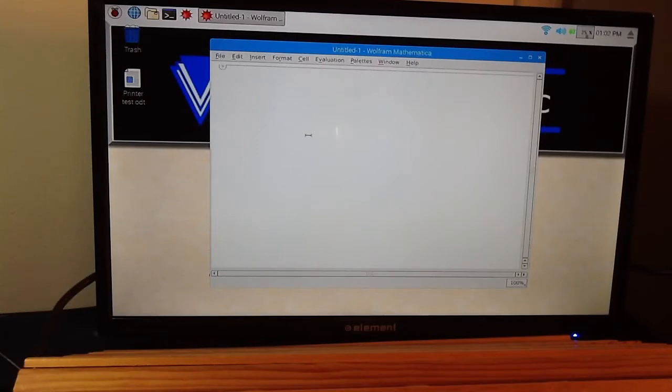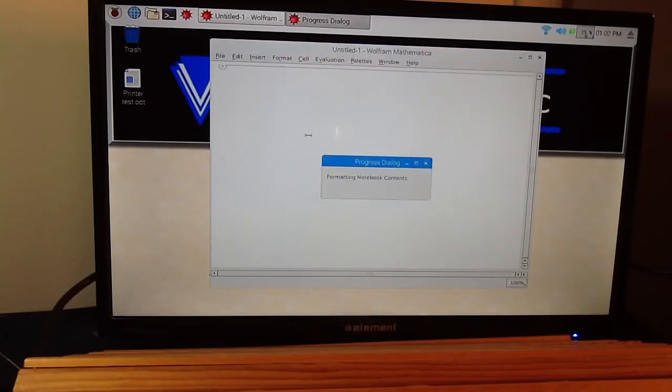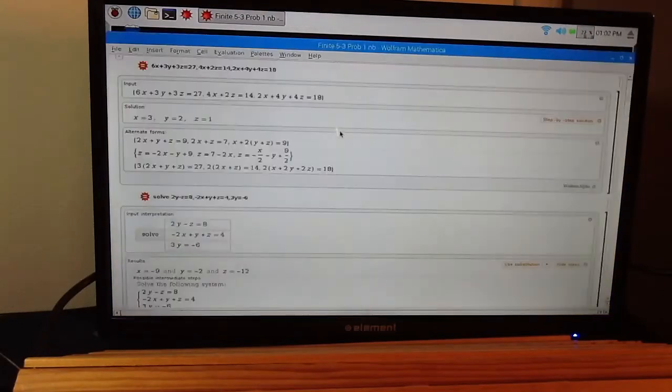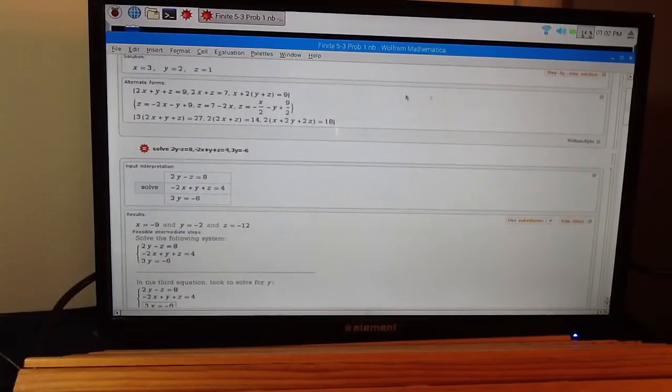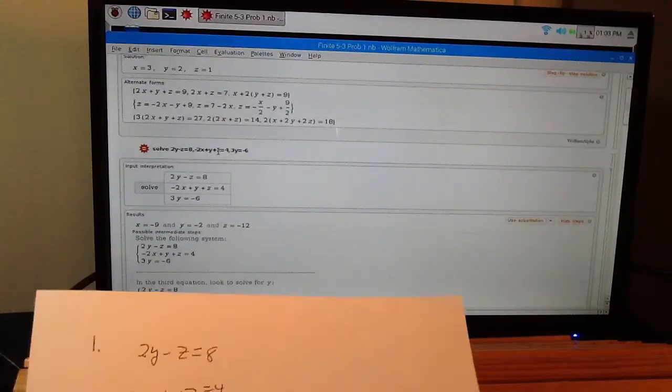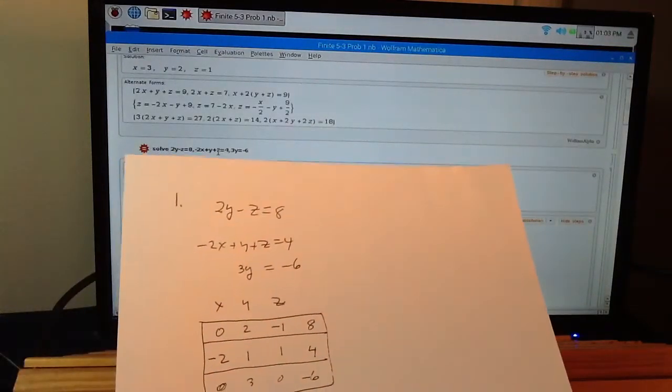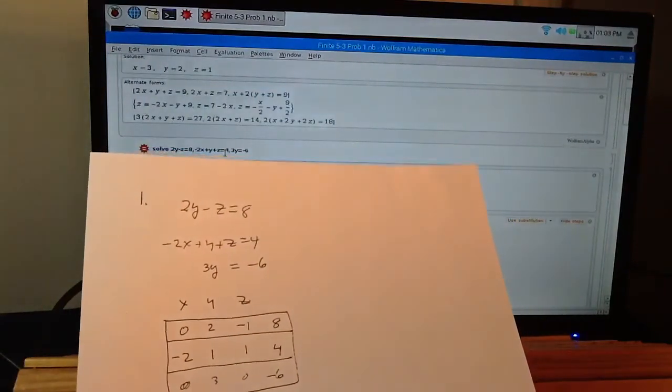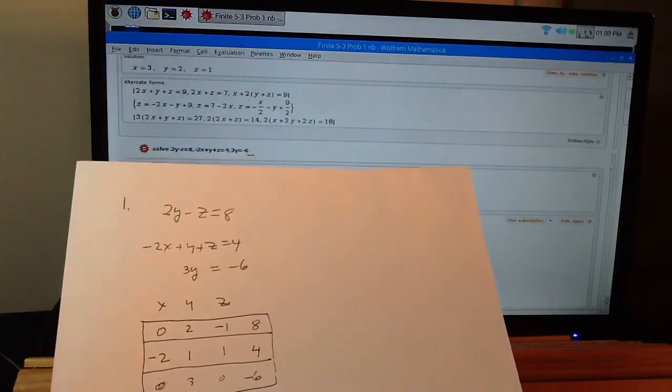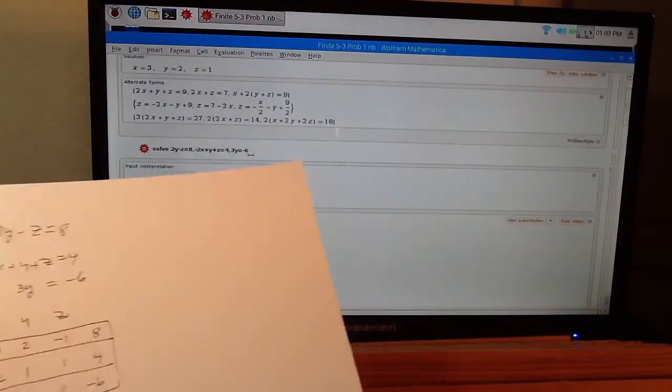This is a fantastic 21st century tool that will solve any kind of a math problem you can imagine, and if it's possible to do it step by step, it'll show you how to do it. And so now the problem that we just did, I'm going to come over here and move down a little bit. It's right there. This is the problem that we just worked on. 2y minus z equals 8, and minus 2x plus y plus z equals 4, and 3y equals minus 6. And I said solve it.